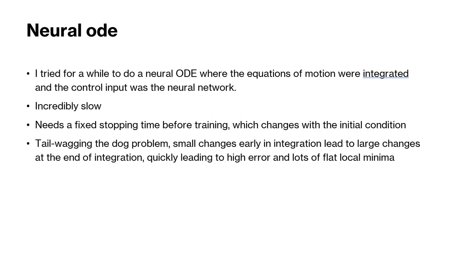I then tried out neural ODE for about a week or two, where I was trying to integrate the equations of motion and say I want this function to work out, kind of like we did in class. I want to learn the right U function. And this was incredibly slow. It's also hard because, at least with the package we were using, you need a fixed stopping time before you start training. That's really bad because the time it takes to converge on the origin changes with your initial condition. So you're comparing apples and oranges with different starting places.